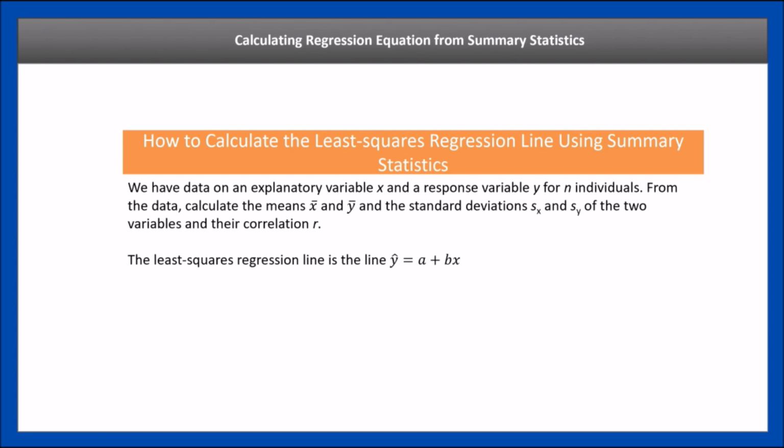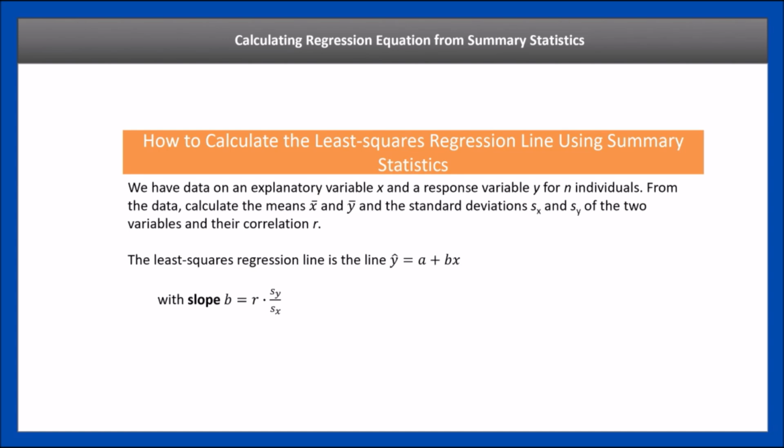All right, so here we go. How to calculate the least squares regression line. We know that the equation is y hat equals a plus bx. How do we calculate a and b? First, we need to calculate b, the slope. To calculate b, we take the correlation r and multiply by the standard deviation of y divided by the standard deviation of x. They'll give you those values, maybe in computer output, and you can just plug them into this formula to get b.